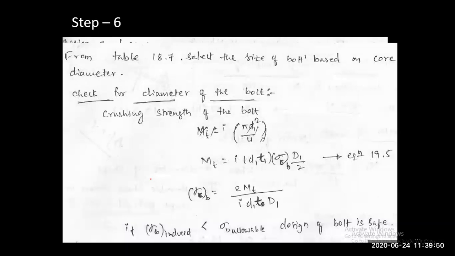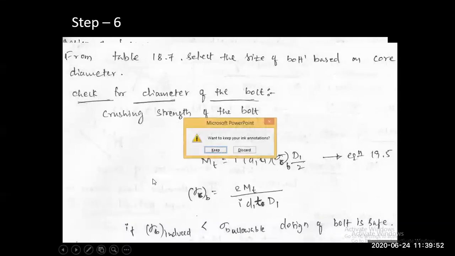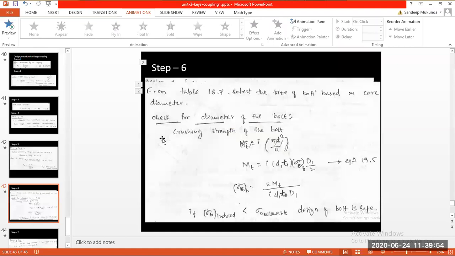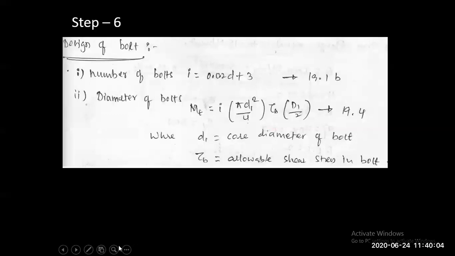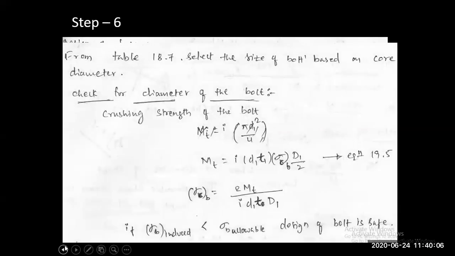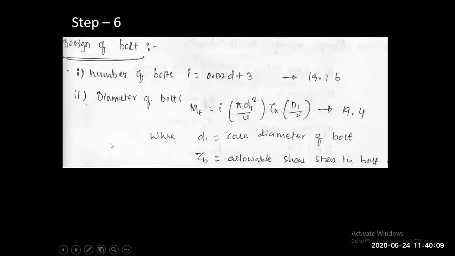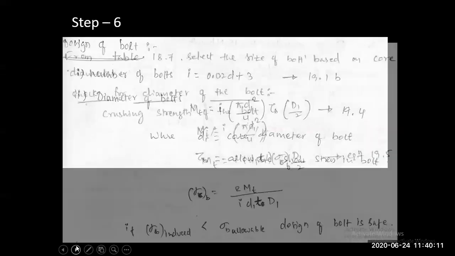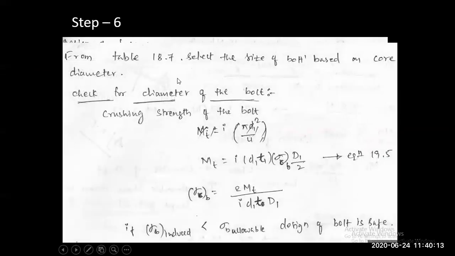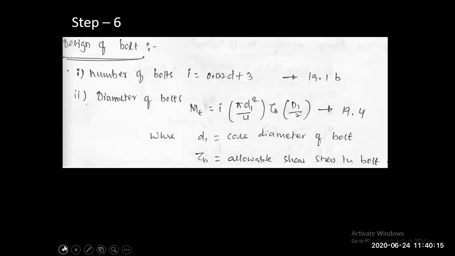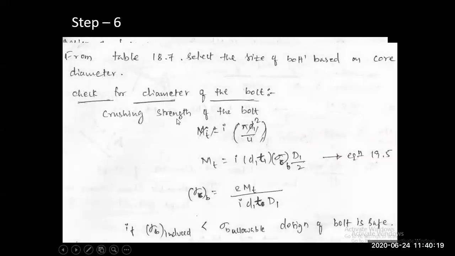This is supposed to be step 7. Six, right? Five, this is six. Okay, this is six, oh, this is a continuation. Step 6 is you design the bolt, and again you have to check. Step 6 is to design the bolt and the diameter of the bolt, a continuation of the same step.